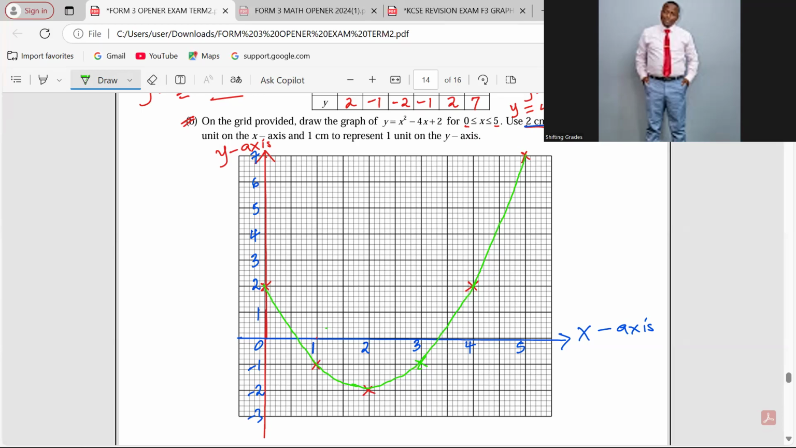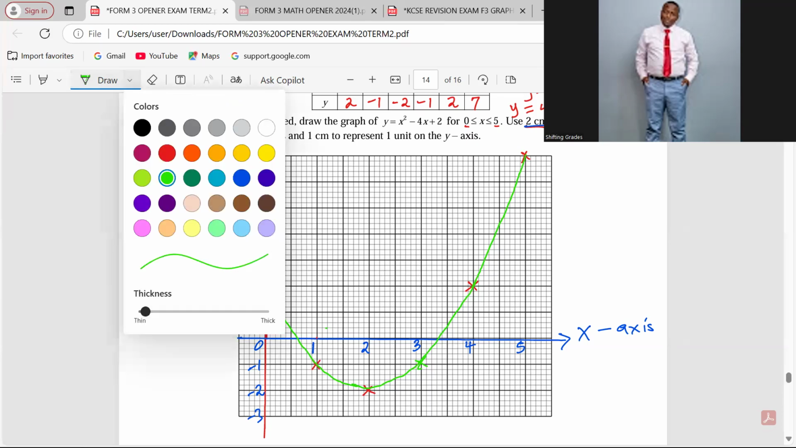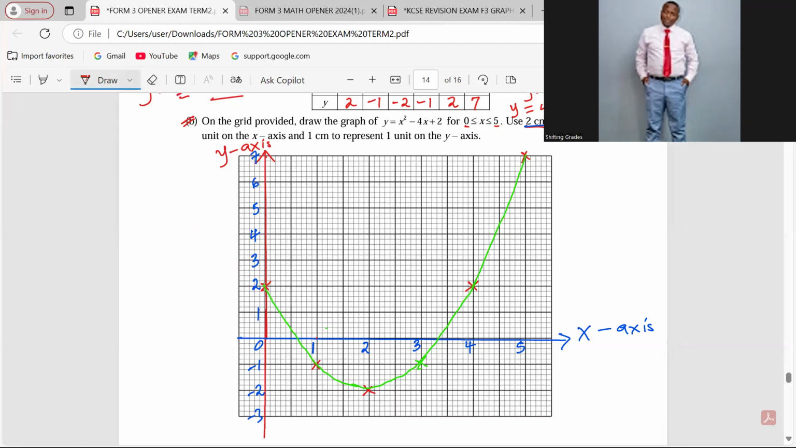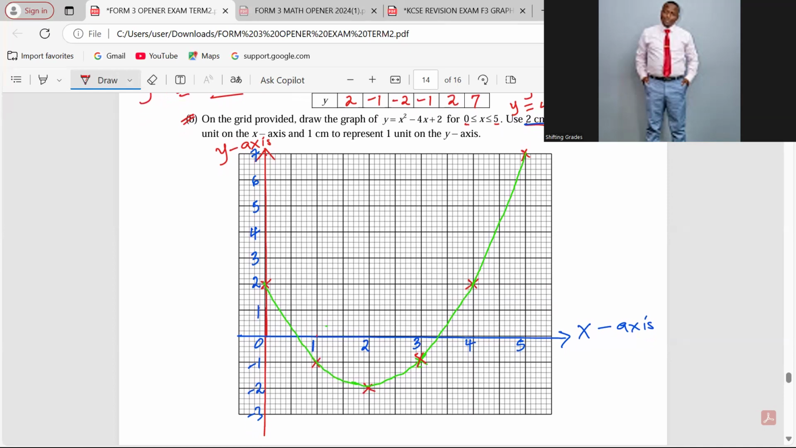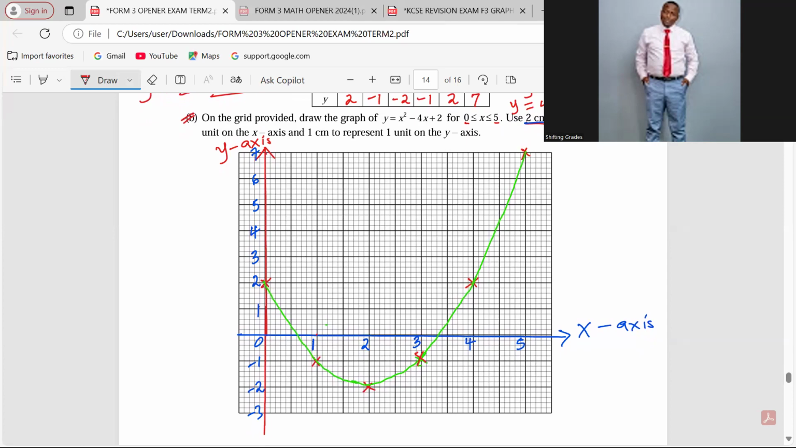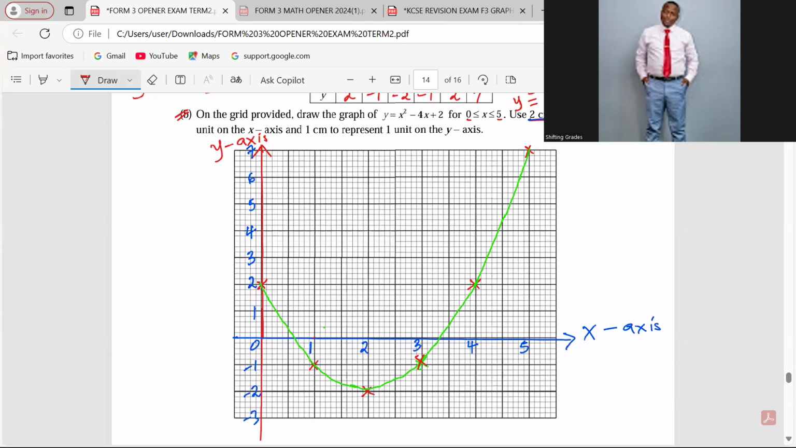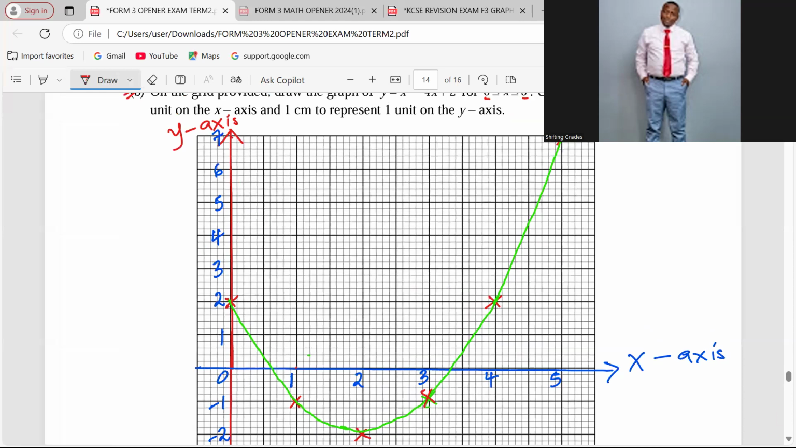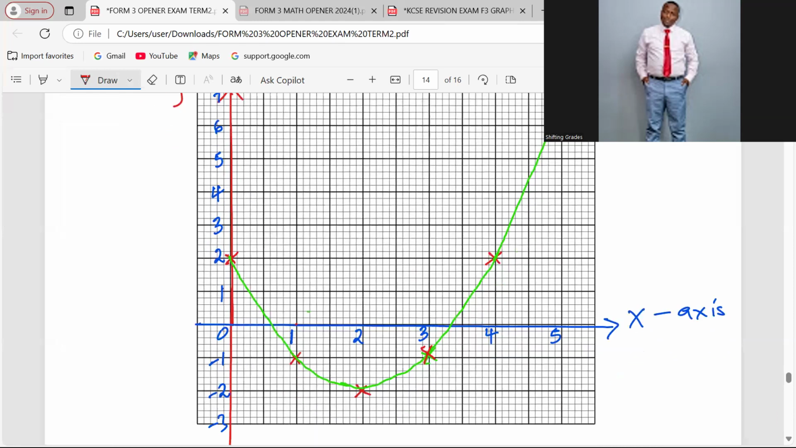Now look at my curve. What you're supposed to know is that it's advisable for a student to use the cross when locating the coordinates, so that even after the curve has passed through, you can still identify the plotted coordinates, even after the curve has passed over them. When you use a dot, you are likely to block.